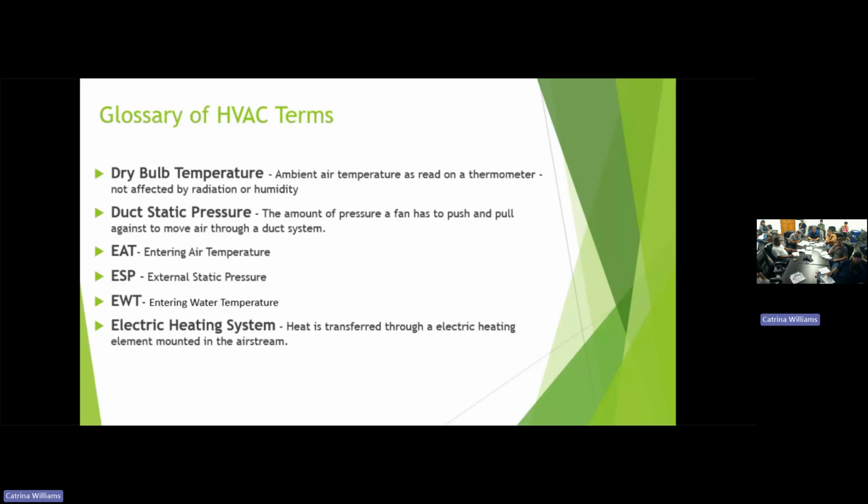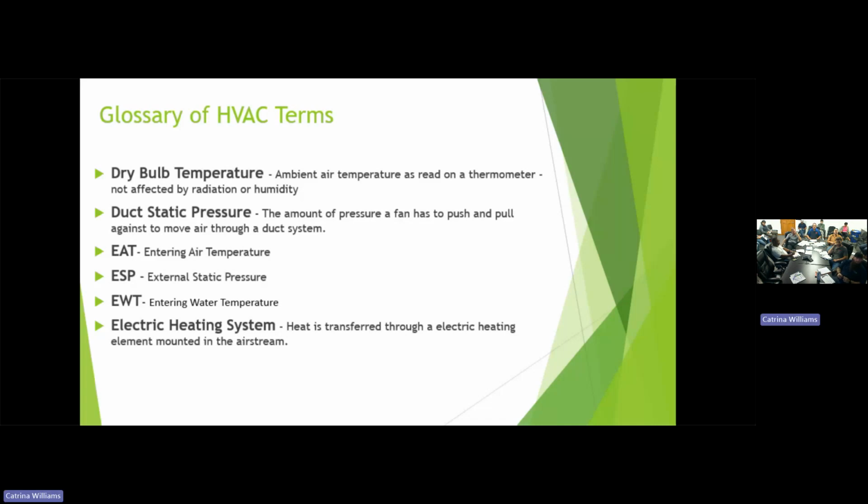Duct static pressure. Every time we have a ducted system and we're pushing air through it, there's resistance we have to take into account. The smaller the duct, the higher the velocity is, and the static pressure is real high. If you have a big duct, the static pressure is going to be lower, but you're still going to have some. That's the amount of pressure a fan has to push or pull against to move the air through the system itself. Anytime there's a duct involved, you're going to have some duct static pressure.